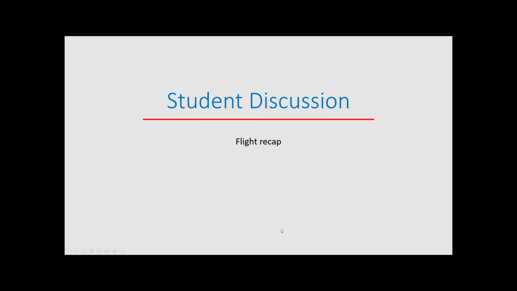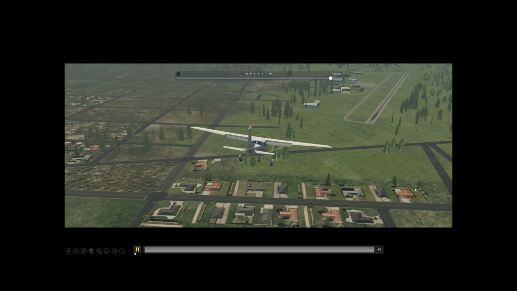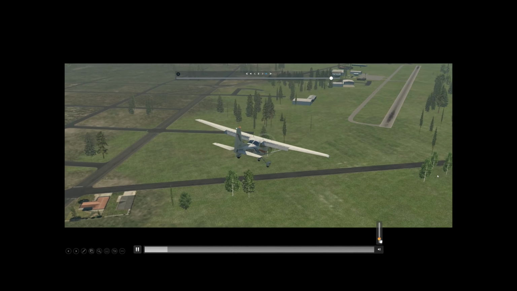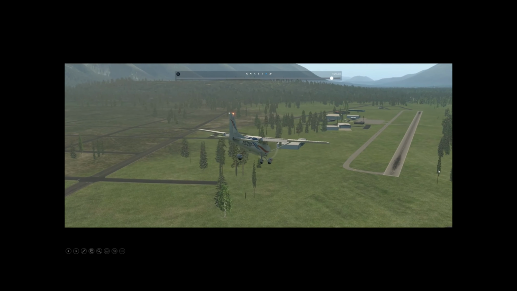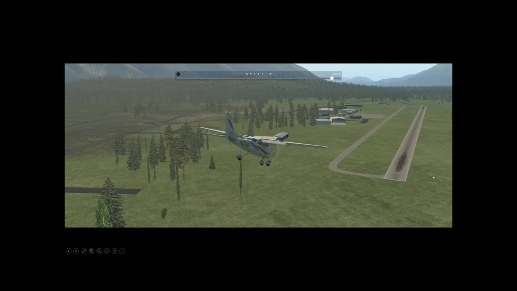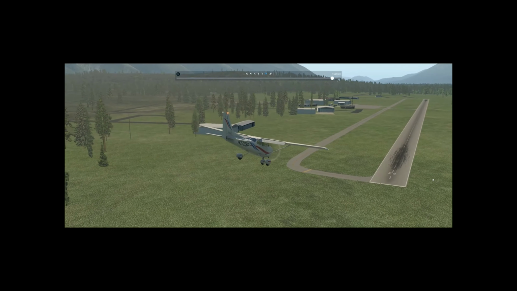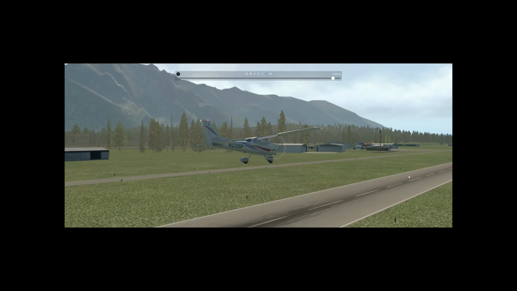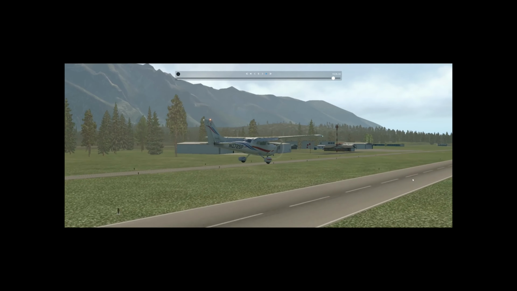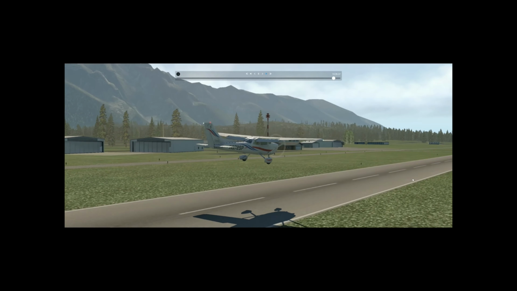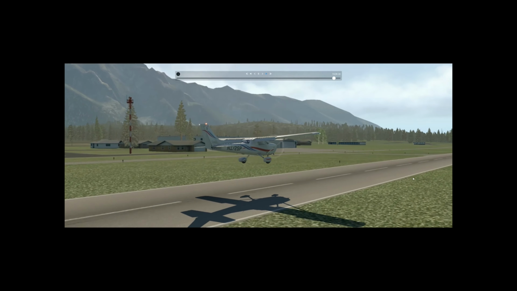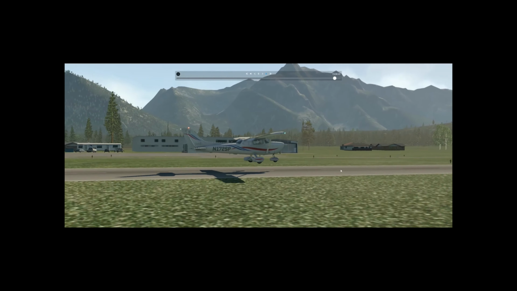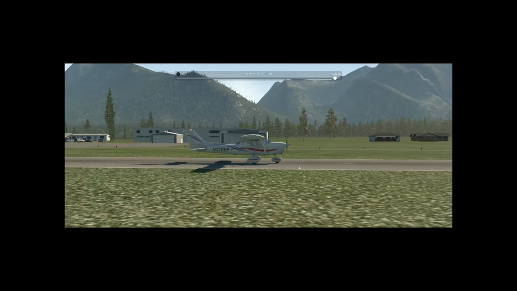Let's see it from a different angle now. You see we're coming in at a very steep angle. Not a stabilized approach at all. Best thing to do here would be to go around and then try to do a more stabilized approach on downwind, base, and final. See, we're in ground effect for almost the entire length of the runway. We barely get stopped in time.